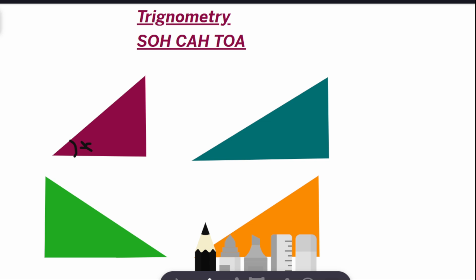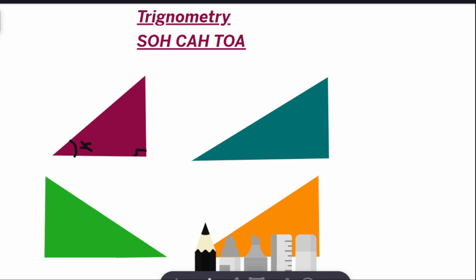trigonometry works only for right angle triangles. If it's not, then we can't do it. Another thing is, we look at all these sides. We have three sides in the triangle. We look at all these from the perspective of X.